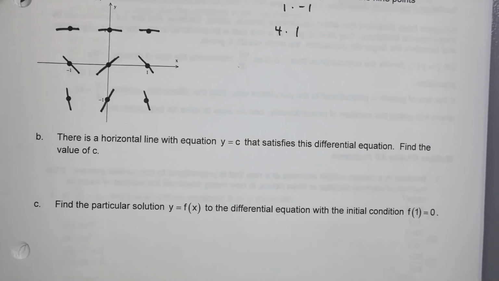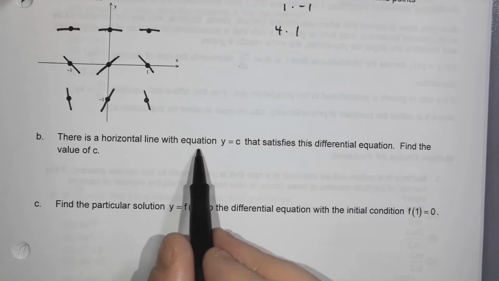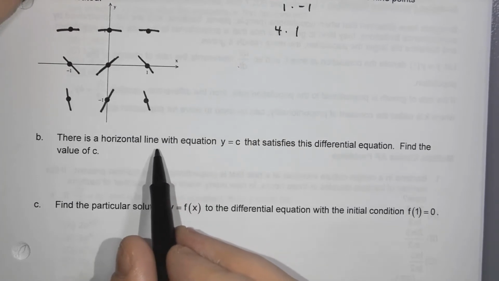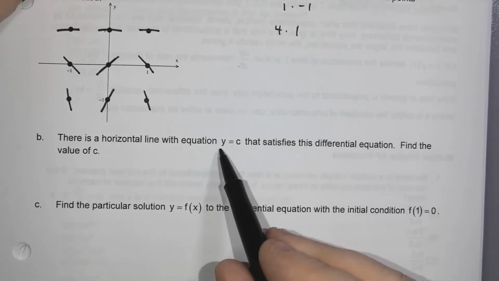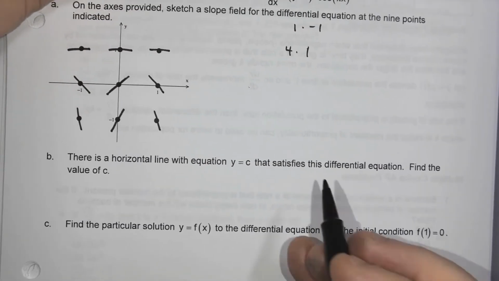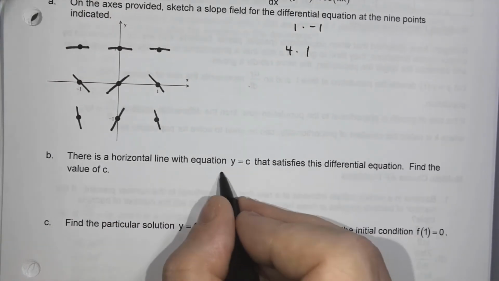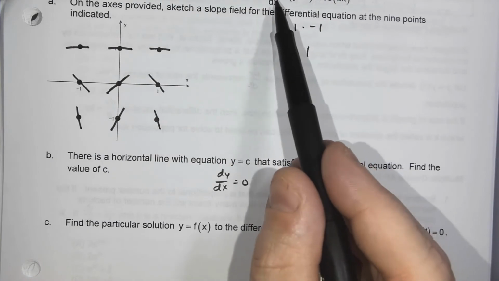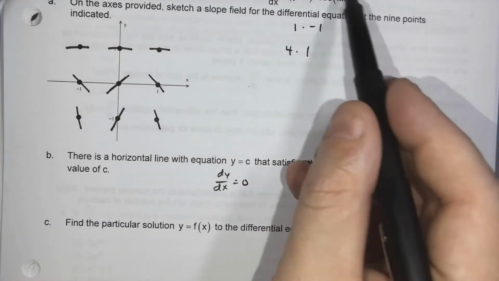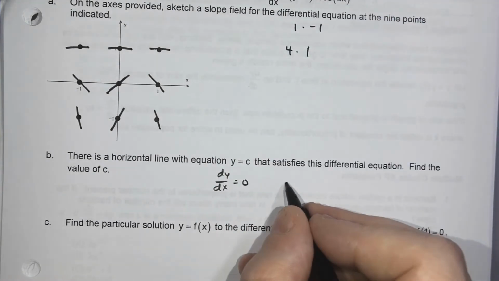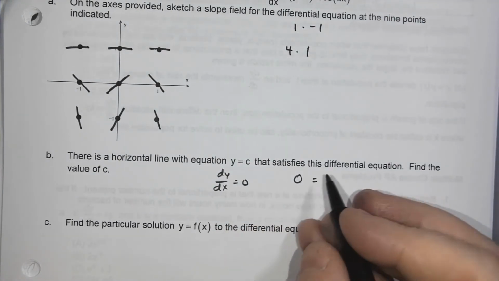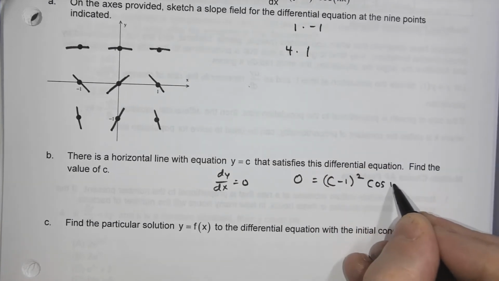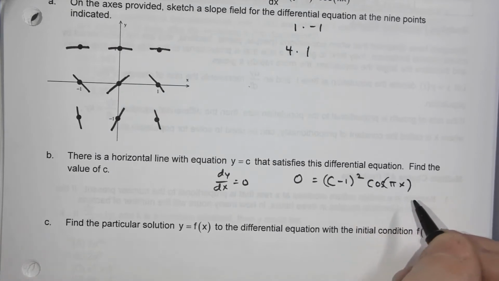Okay, next it says there is a horizontal line with equation y equals c that satisfies this differential equation. So notice if y equals c, this would mean that dy dx equals 0. So if dy dx equals 0 and y equals c, that means this top equation would now come down to be, let's see, dy dx is 0 equals c minus 1 squared cosine of pi x. And so when is this going to work?